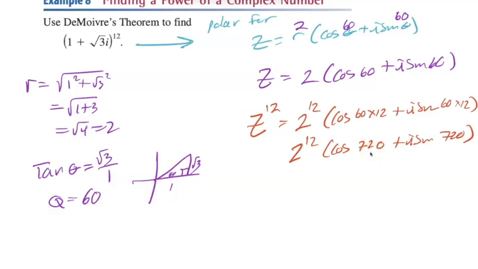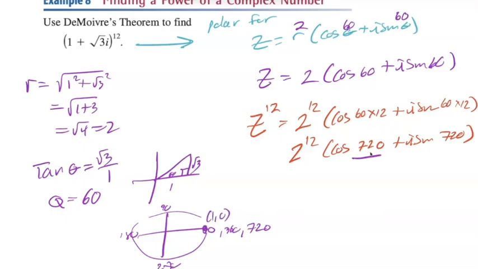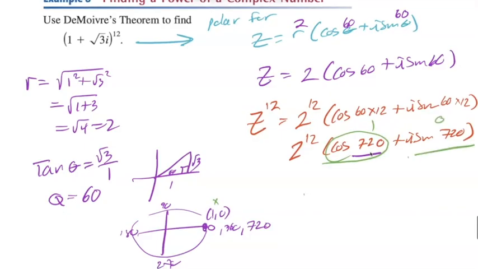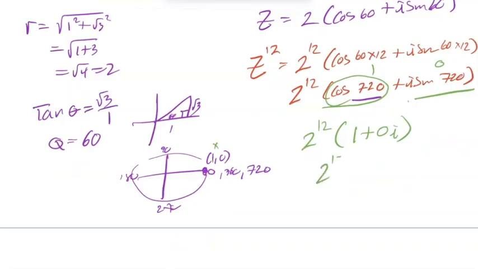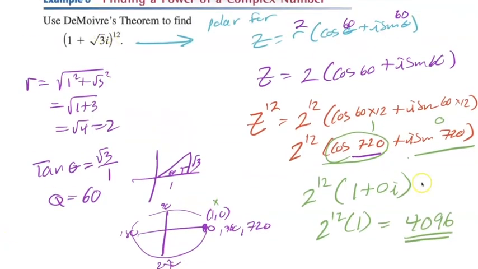Well, we have here cosine of 720. We have 0, 90, 180, 270, 360. If you go round again, you get 720. So that point there is 1, 0. X gets 1 and y gets 0. I get 2 to the 12th times 1 plus 0i. And that's basically just 2 to the 12th times 1, and that is 4096. That is this number to the 12th power, 4096. That's DeMoivre's theorem, and that's the lesson.